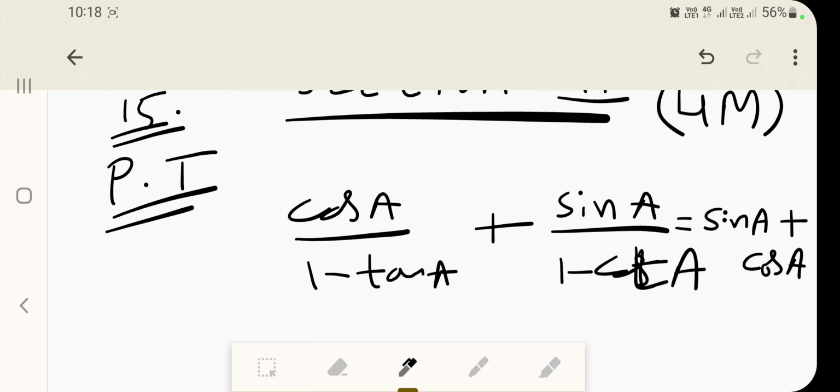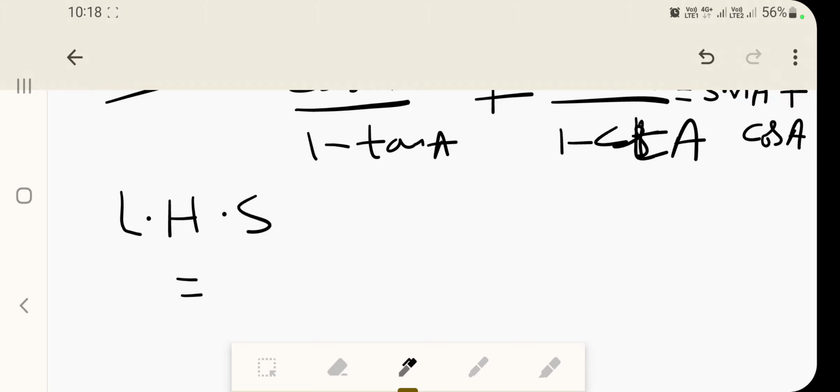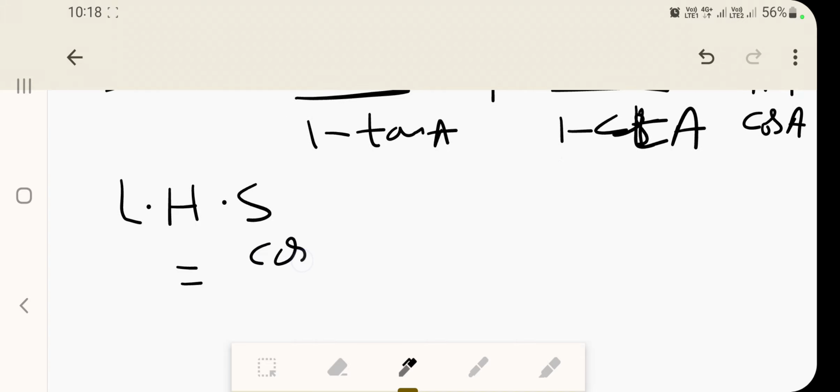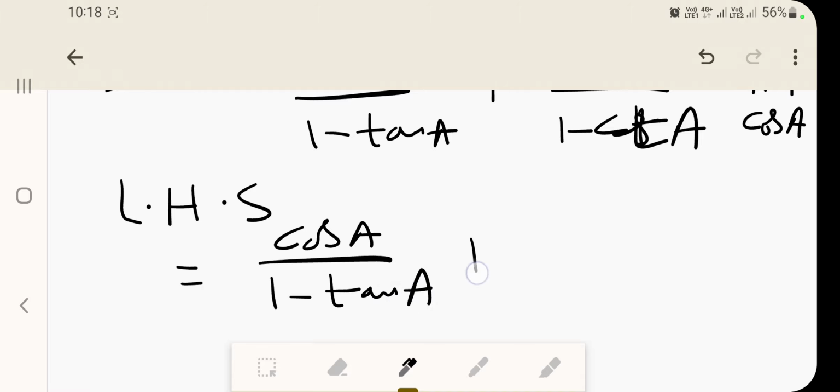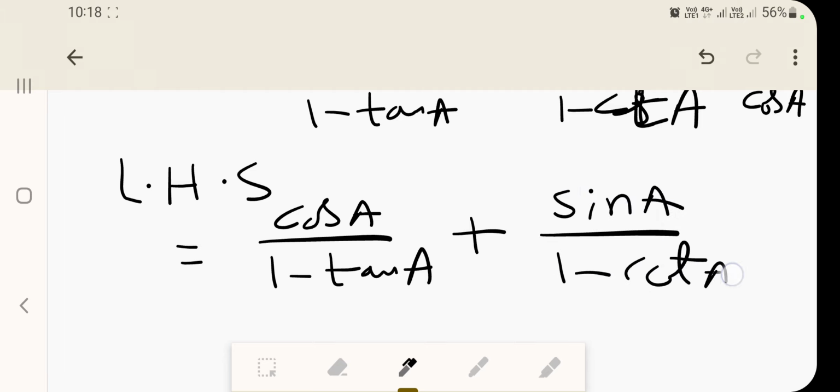We start with the left hand side because that is the bigger expression which I have given. On the left hand side we have tan and cot also, so we can substitute the value of tan and the value of cot. So LHS is equal to cos A divided by 1 minus tan A plus sin A divided by 1 minus cot A.